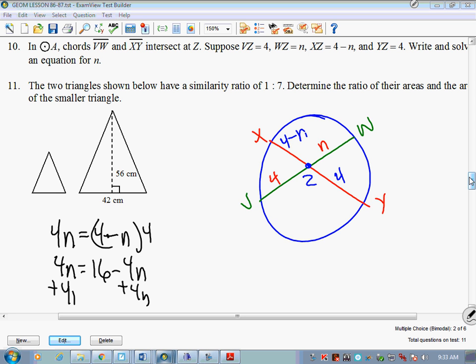Okay, what's 4n plus 4n? 8n. Okay, 8n equals what? 16. What am I going to do there? 16 divided by 8. What does n equal? n equals 2. Okay? Is that a little easier than it looked to start with? Sure. Okay, just take these one step at a time. Do what you were taught.